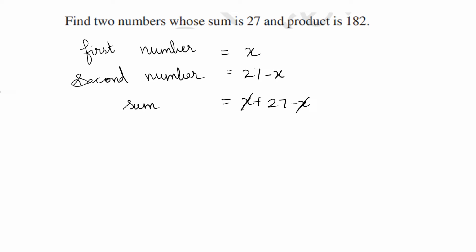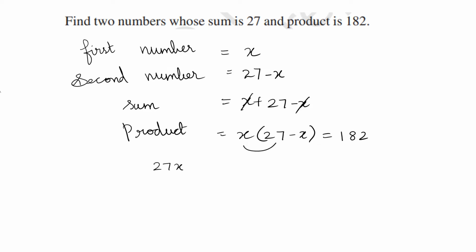Now they are telling that the product of these two numbers, so find out the product of these two numbers. So the product is x into 27 minus x equal to 182. So multiply: 27x minus x square equal to 182.